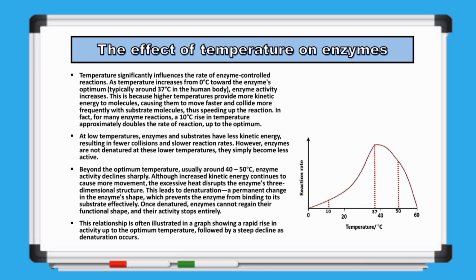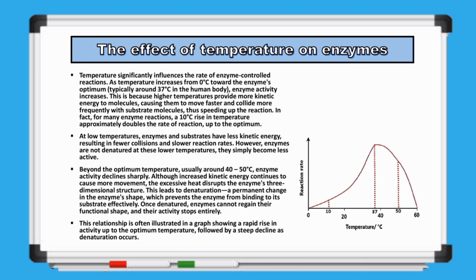In fact, for many enzymes, every 10 degrees Celsius increase can nearly double the rate of reaction, up until that optimal point. On the other hand, at lower temperatures, both enzymes and substrates have less kinetic energy, so collisions occur less frequently and less effectively. This leads to slower reactions, though the enzymes themselves remain intact, just less active.